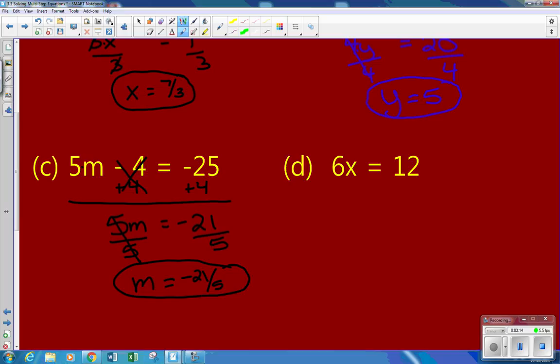Now, if you do the worksheet that I sent along with this, you're not going to get any ugly fractions or decimals like this. Our last one, this is called a one-step equation. See, all these are multi-step or two-step because there's been two steps. This one, there's just one step.